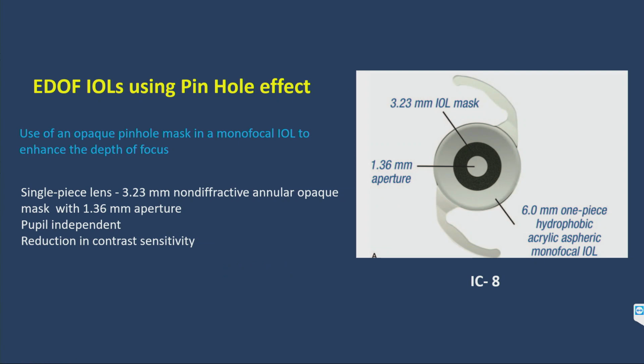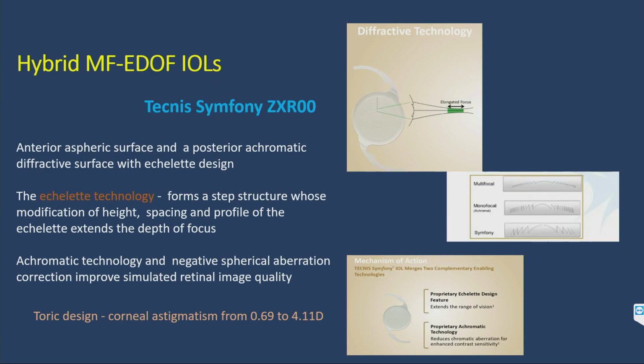It uses an opaque pinhole mask in a monofocal IOL that will increase the depth of focus because it will cut off the unwanted paraxial light. So, one such lens was IC8.